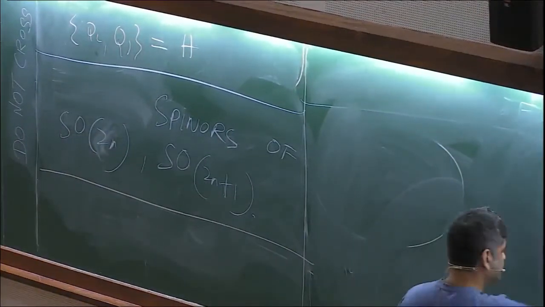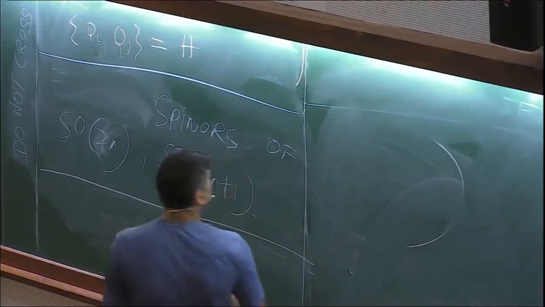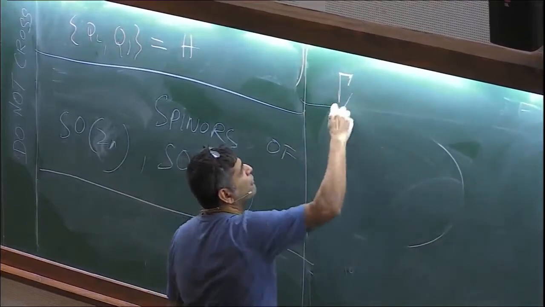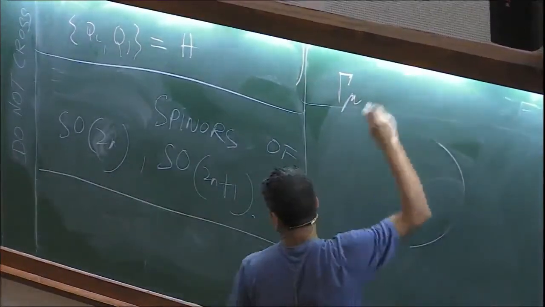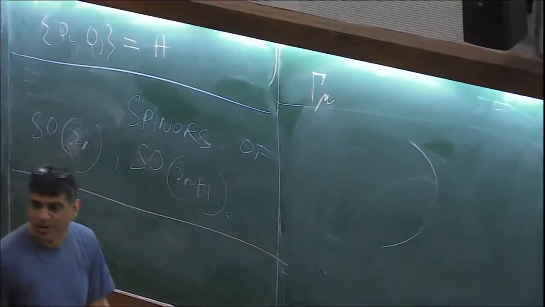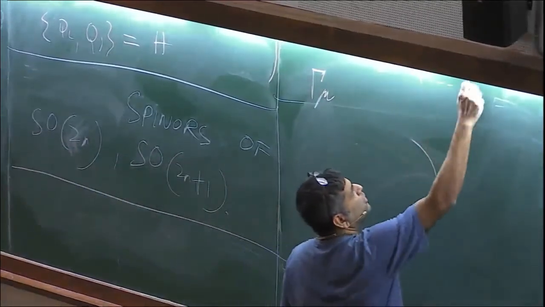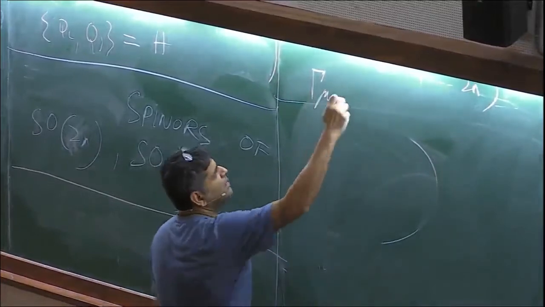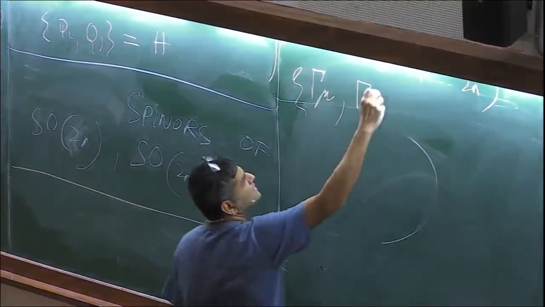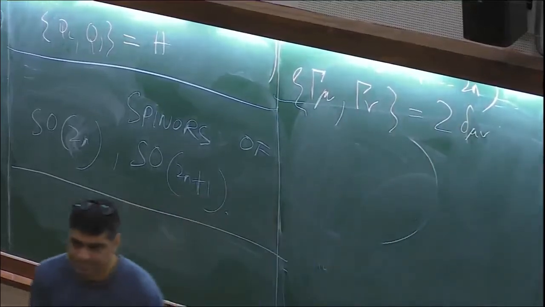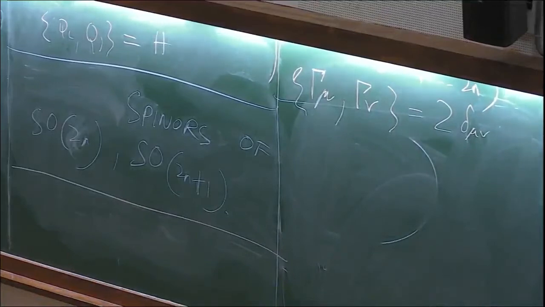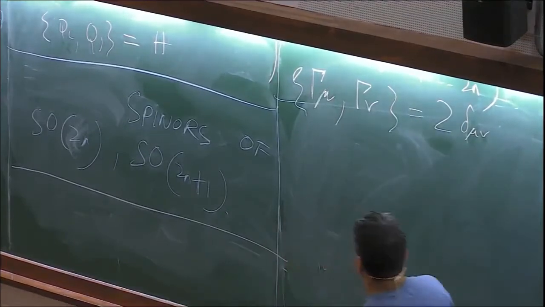What is a spinor? Consider a set of, let's say we're doing SO(2n). We can add SO(2n+1) to it later. Mu is equal to 1 to 2n. A set of gamma matrices, gamma mu, gamma nu, such that the anticommutator is equal to 2 delta mu nu. Okay? We want to find a representation of this algebra. The representation of this algebra is the space of spinors.